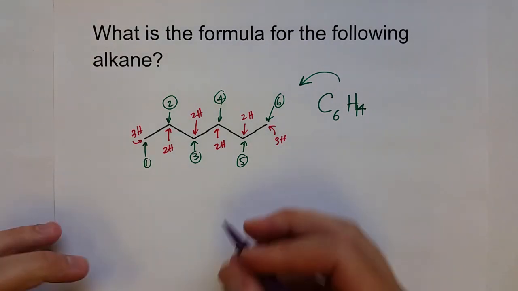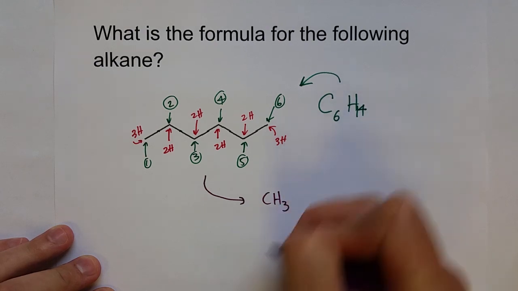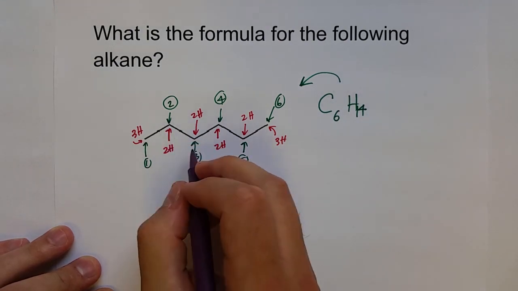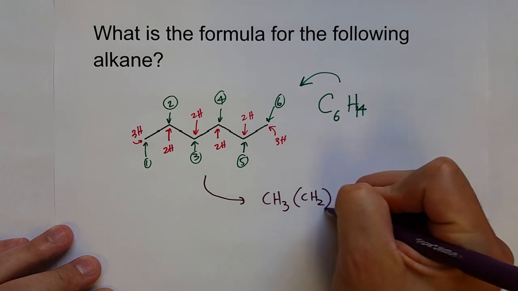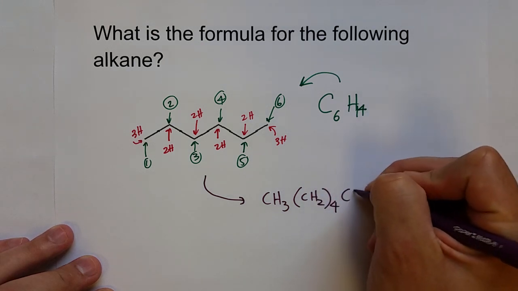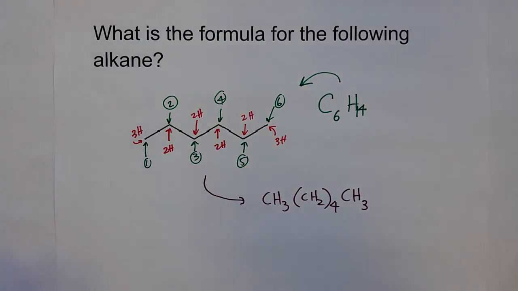Another thing we can do is we can also write the condensed formula for this. We can say CH3 on the end. And in the interior, there's 1, 2, 3, 4 CH2s. And then finally, another CH3. So we can write the condensed formula for this hydrocarbon as well.